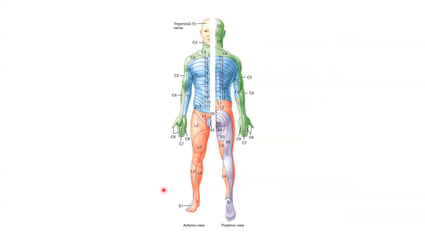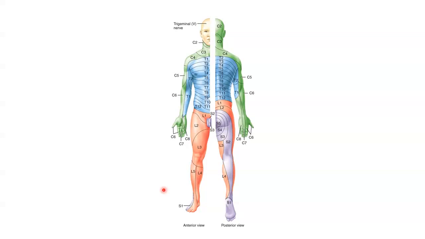Now, lastly, the skin over the entire body is supplied by somatic sensory neurons that carry nerve impulses from the skin to the spinal cord and the brain. Each spinal nerve contains sensory neurons that serve a particular region of the body. The area of skin that provides sensory input to the central nervous system via one pair of spinal nerves is called a dermatome. D-E-R-M-A-T-O-M-E.